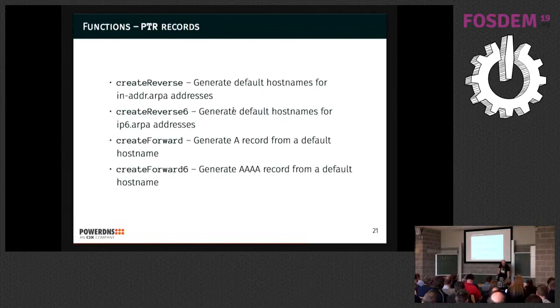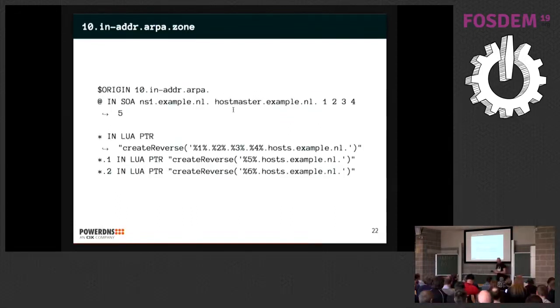So let me show you that as well. So I have this zone. I can create a reverse record, which takes all the octets that it gets from the DNS. And if I would put a star.host.example.nl in the example.nl zone with a create forward with this same syntax, it will generate a forward. Sorry, it will generate the address for the same name. So you can have it both ways.